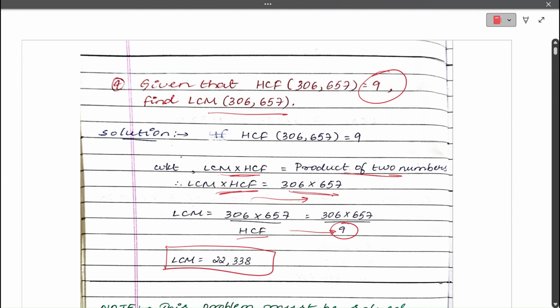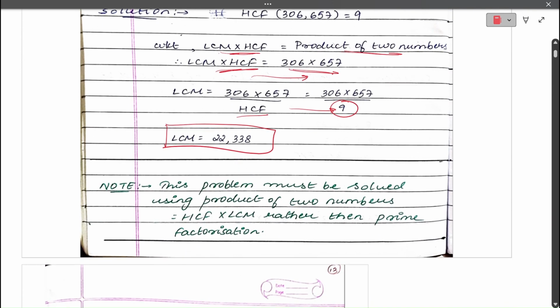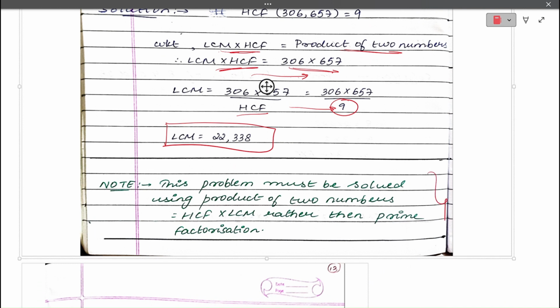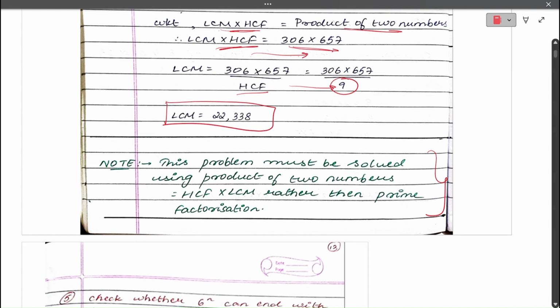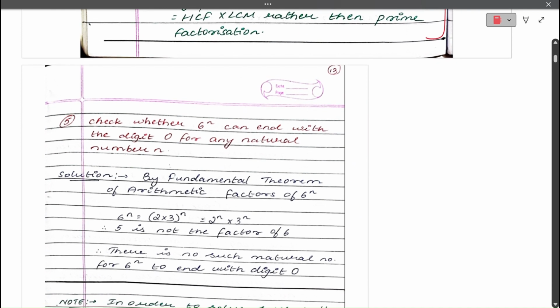Okay, let's move ahead further. So, this problem must be solved using the product of two numbers is equal to HCF into LCM rather than the prime factorization method. That becomes a tedious process, isn't it? Yes.